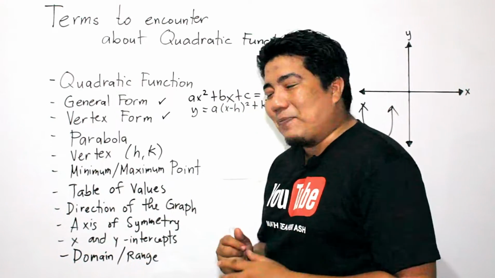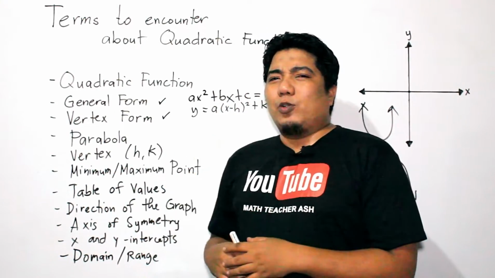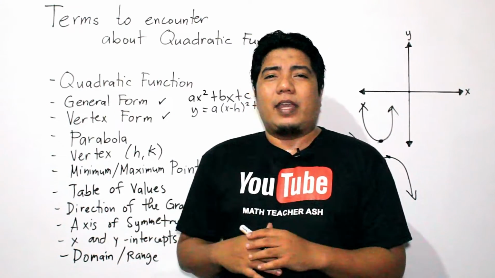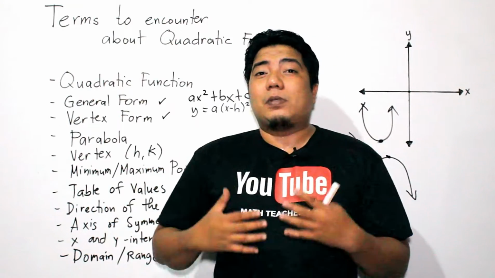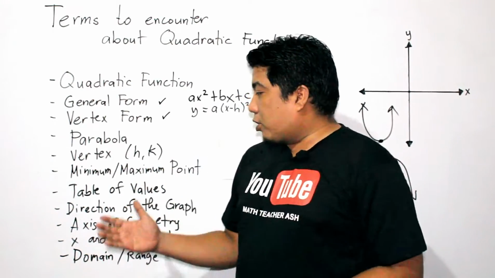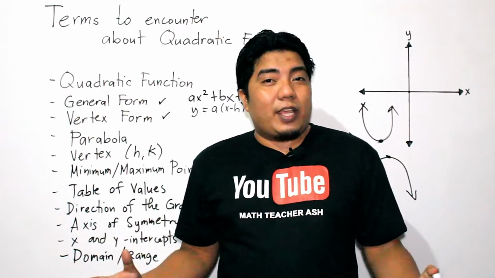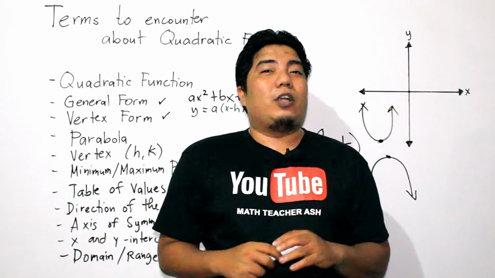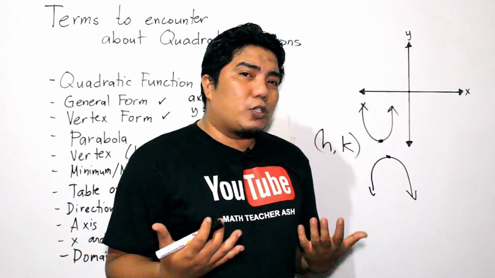Okay, easy, right? Now, let us go to the next. Table of values. What is a table of values? Basically, when you are graphing any kind of function, table of values becomes very handy. Why? Because the table of values will give you certain coordinates that might be used in plotting your points in the graph. Now, what does a table of values look like?